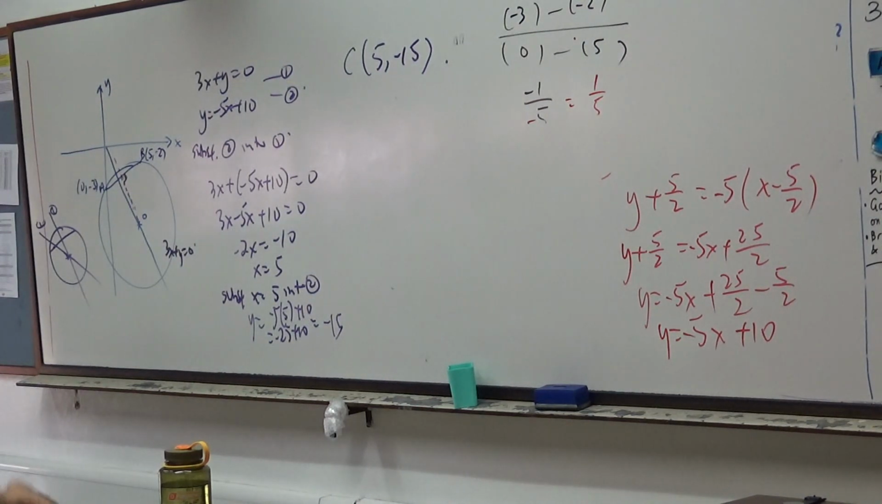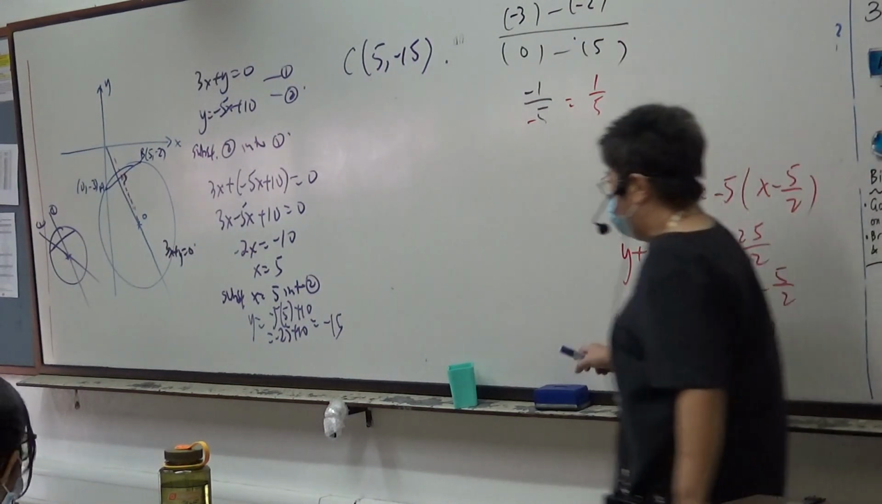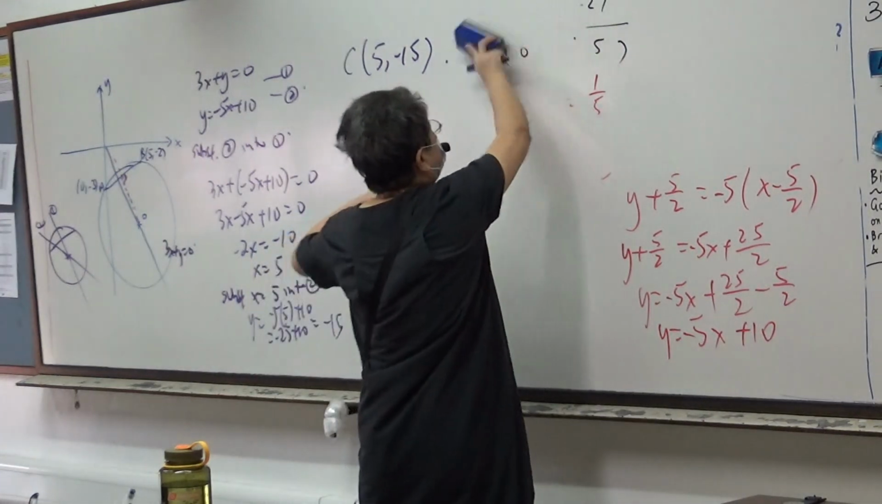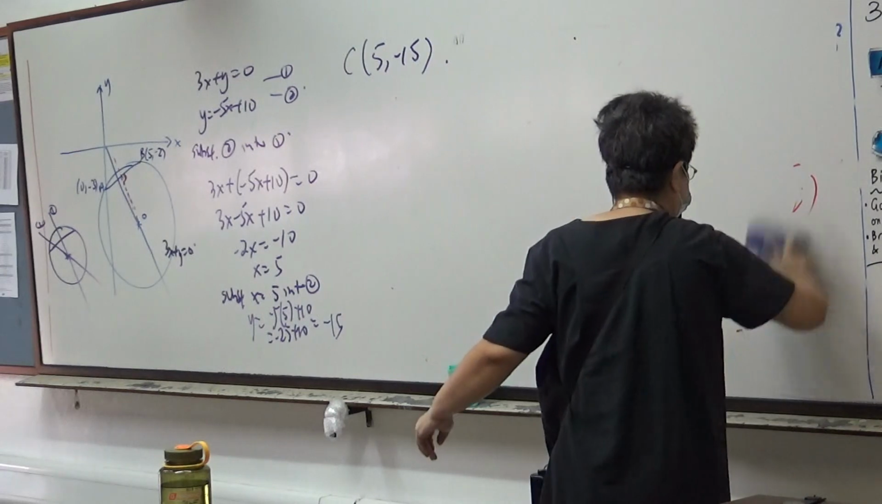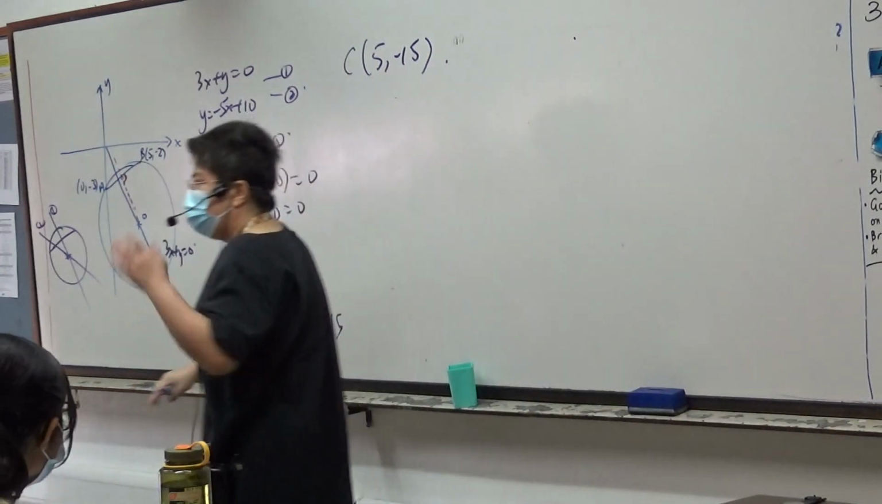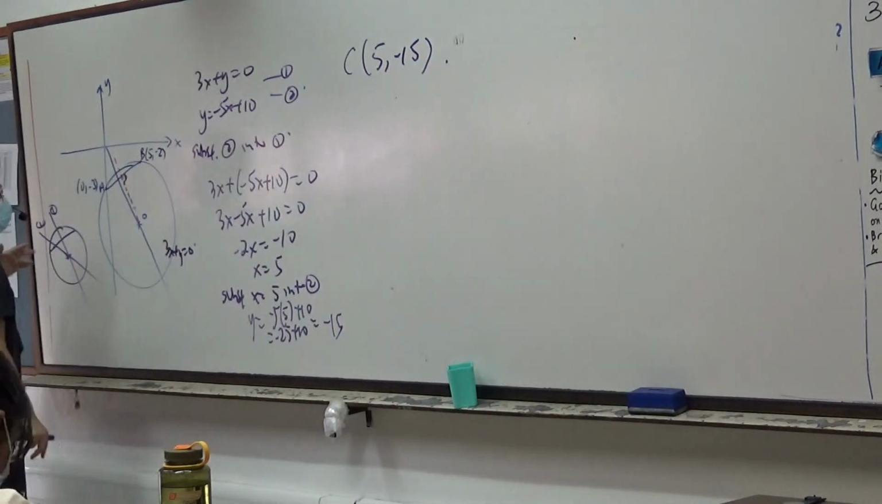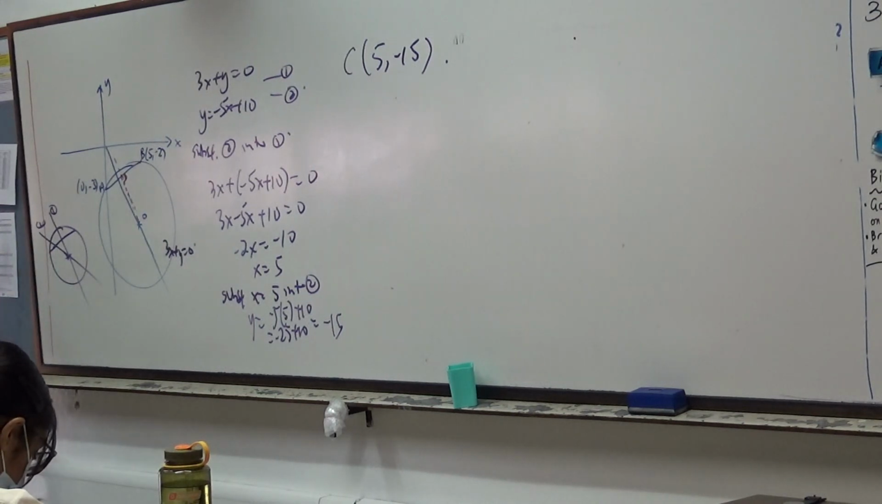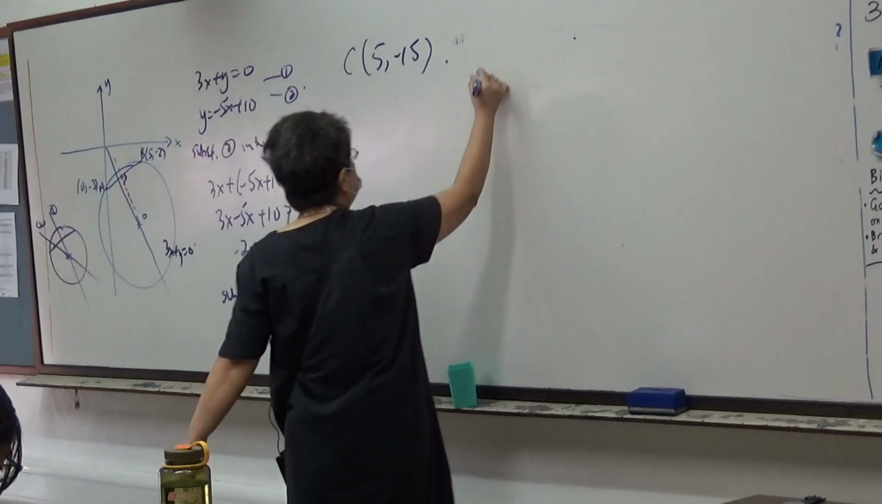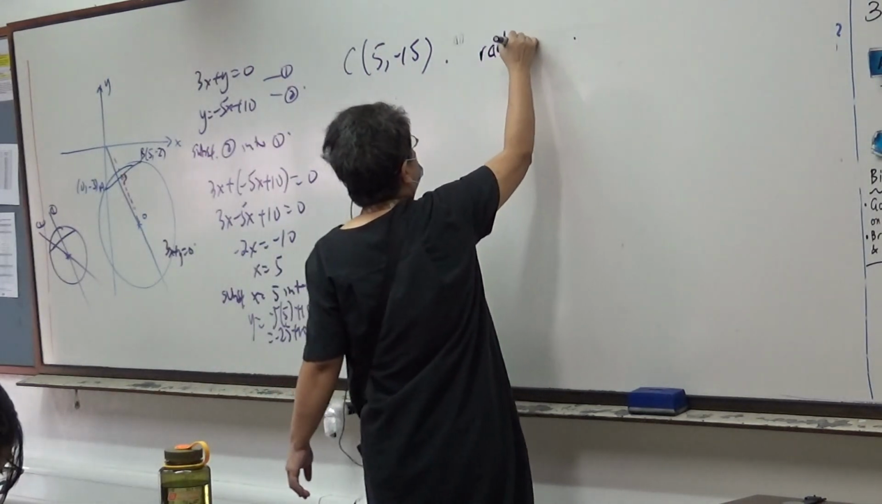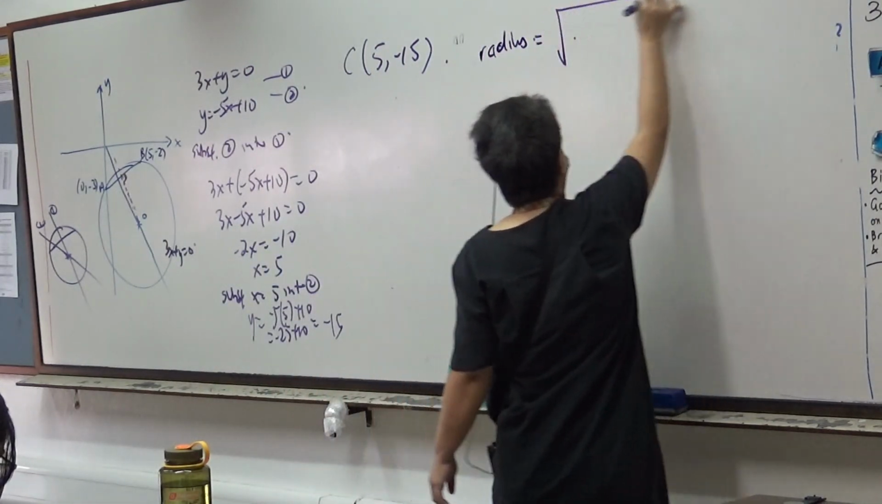Find the equation of the circle in general form. Now, usually, I would not like to find it in general form. I always find it in standard form first, then I expand to become general form. It's easier that way. Do you understand? Okay, now, all of you look up. The center is this. I need to find the radius.